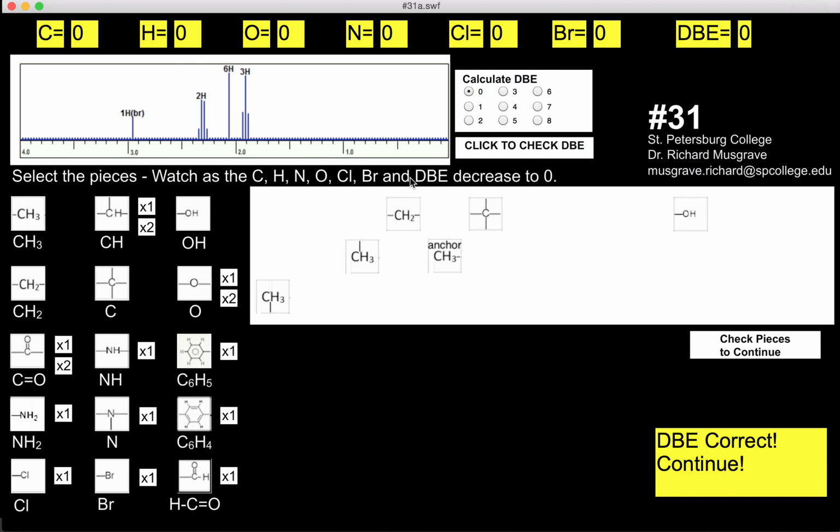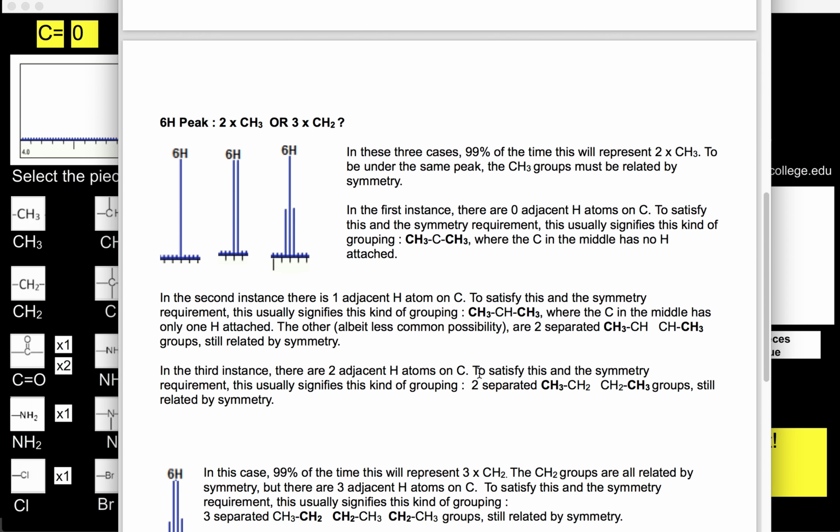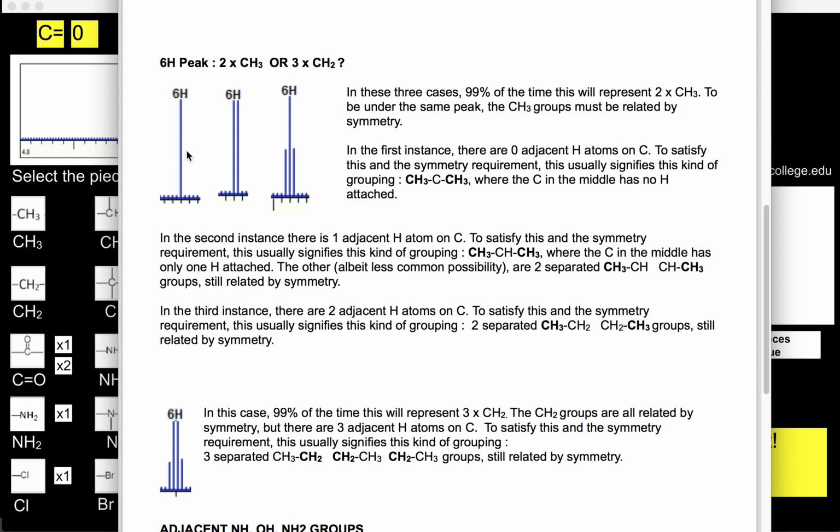Let's talk for a minute about why I chose 6H here to be 2 CH3s and not 3 CH2s. When you're looking at situations where you have a 6H peak, when there's a single peak, a double peak, or a triple peak, due to symmetry, it turns out that those are going to be situations where you have two CH3 groups, generally speaking. The only time when you have 3 CH2s most often is when you've got 4 peaks under the 6H over here.